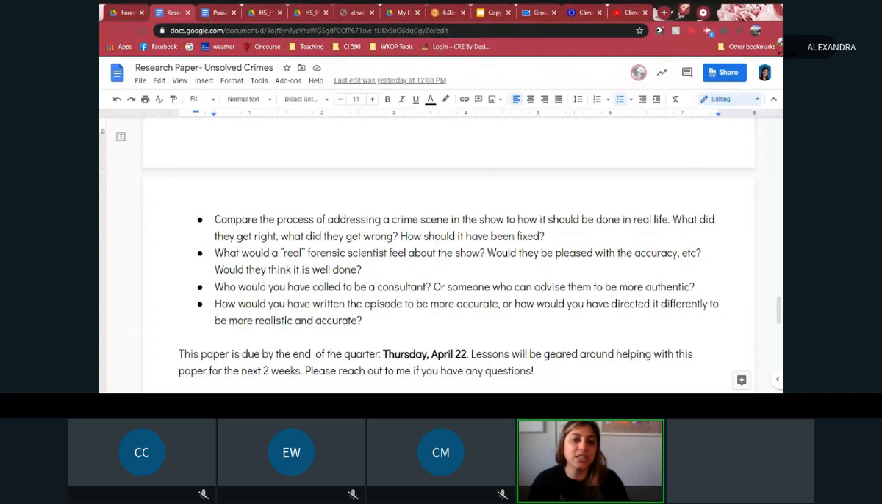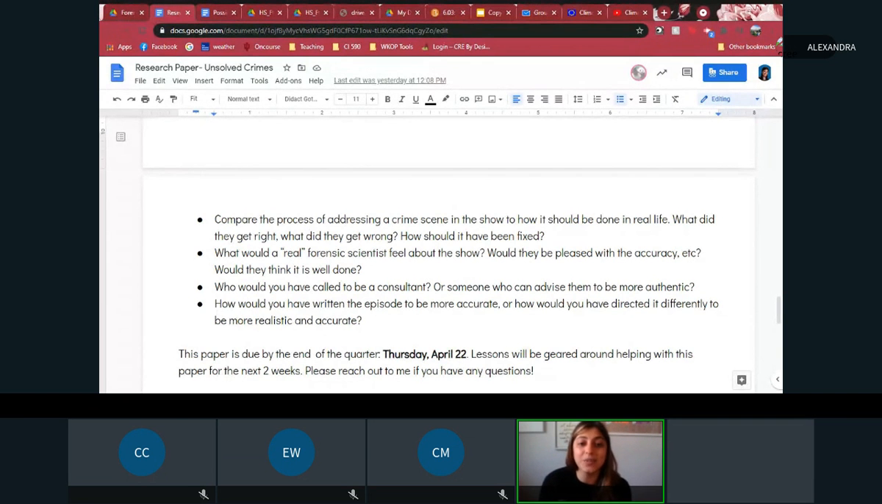Couple of other questions that you're going to want to answer are things like, well, what do real forensic scientists feel about this? Are they going to be happy with the accuracy? Do you think that it's been well done? Or do you think that they'll be annoyed and frustrated, right? Because maybe it's not depicted as well. Who would you have called for a consultant, or who could have advised them to be more authentic? Who do you think they should have called in order to tell them, no, that's not actually how it is. It should be more like this.